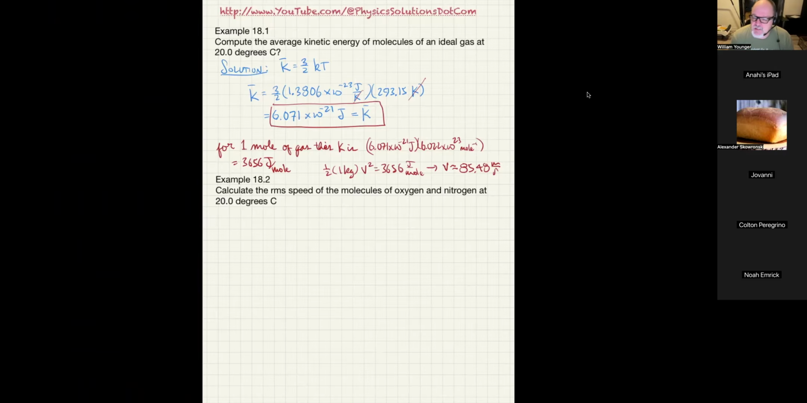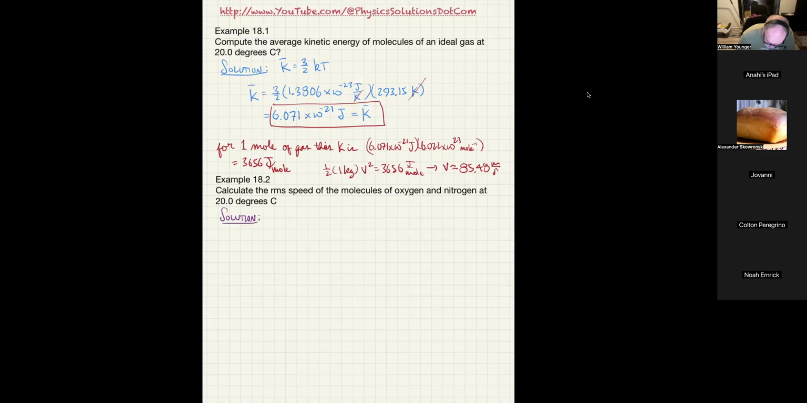All right, now let's try another calculation. This one says calculate the root mean square speed of the molecules of oxygen and nitrogen at 20 degrees Celsius. So I'm sticking with the same temperature I did before, but this time I want to calculate the root mean square velocities of these molecules. So for starters, I need a slightly different equation.